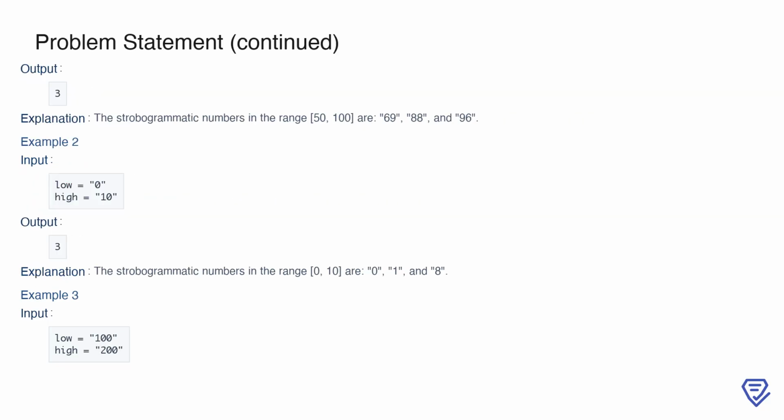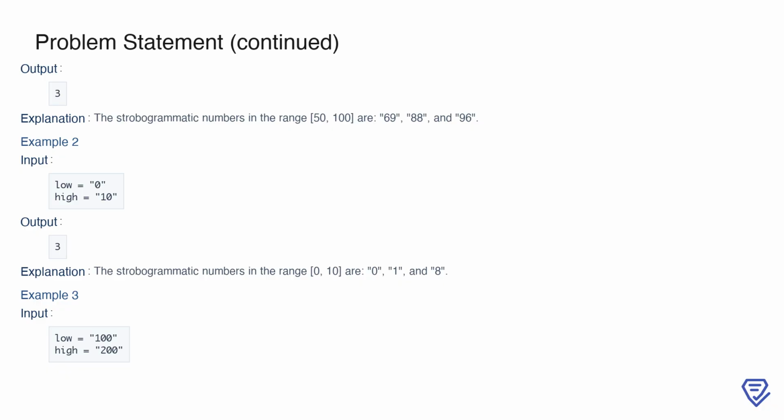To clarify how this works, let's look at some examples. In the first example, we are given low equals 50 and high equals 100. The strobogrammatic numbers within this range are 69, 88, and 96, so the output is 3. In the second example, the range is from low equals 0 to high equals 10. Here, the valid strobogrammatic numbers are 0, 1, and 8, which again results in an output of 3. These examples illustrate how the numbers are symmetric under rotation and why only certain numbers qualify.